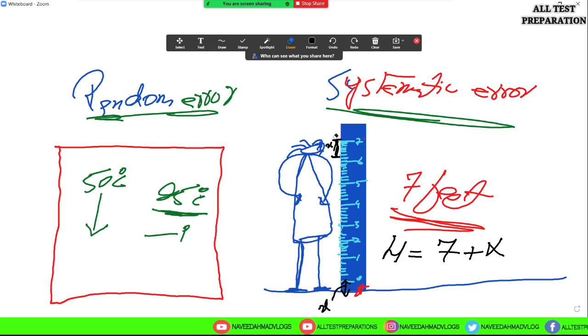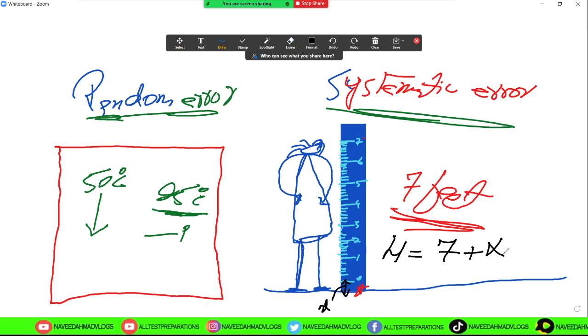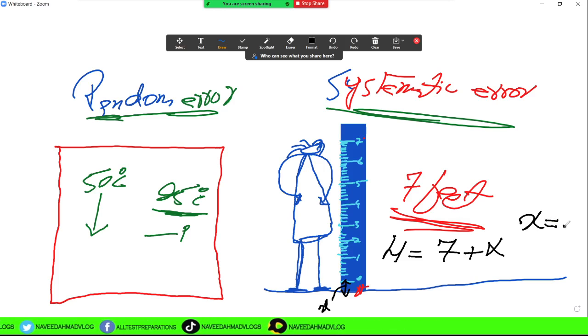So can I say my x will be equal to 0.5? Yes. So you will add this x. Your height will be equal to 7 plus 0.5. You will not subtract; your height will not be less than 7. Your height will be greater than 7. So it means you will need to add this x.